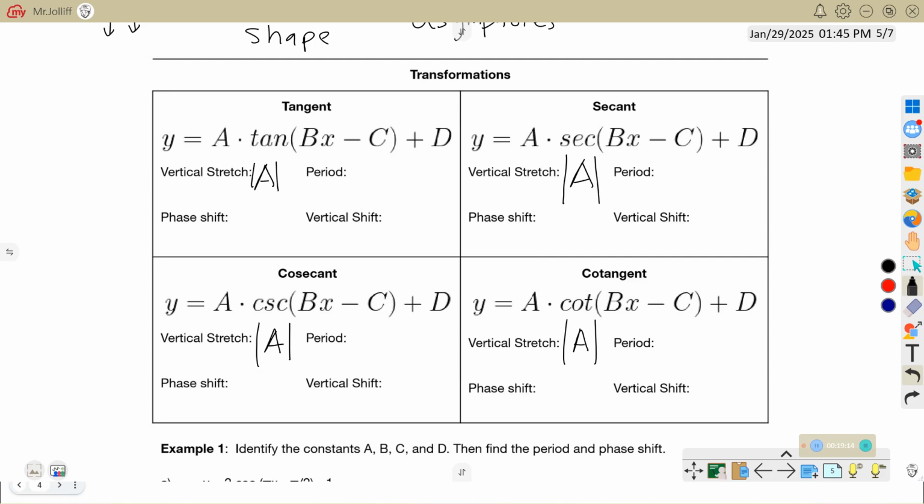All right, next guy, period. We're going to do the same thing we did to period for transformations that we did for sine and cosine. If I want the period for sine or cosine, how do I find it? Period is what? Over b. Yeah, over b. Take the period, divide it by b. We're going to do the same thing here. We're going to divide it by the absolute value of b. The question is, what are we dividing by the absolute value of b?